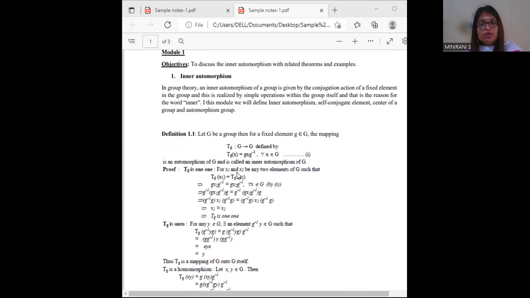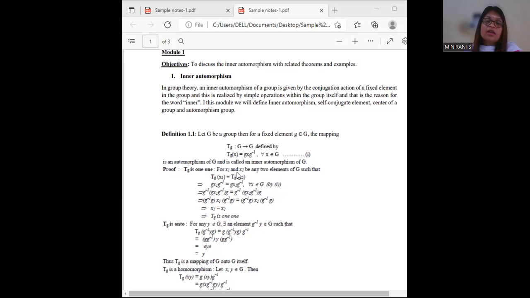So here you have to see the definition. It's a function defined as gxg^-1, where g is a fixed element of the group. Such an automorphism defined on a group is called the inner automorphism of a group. So let us go ahead and see the proof.